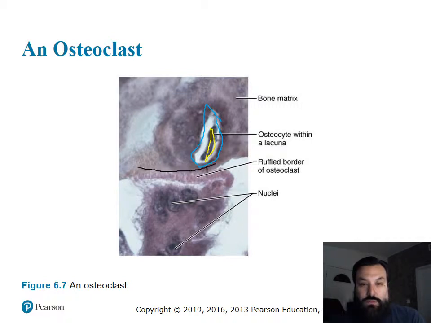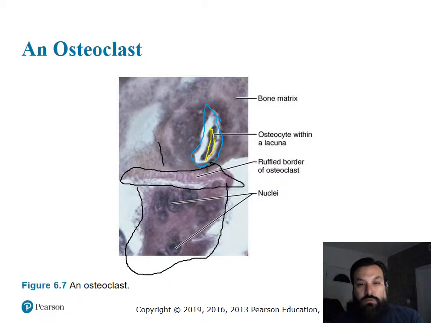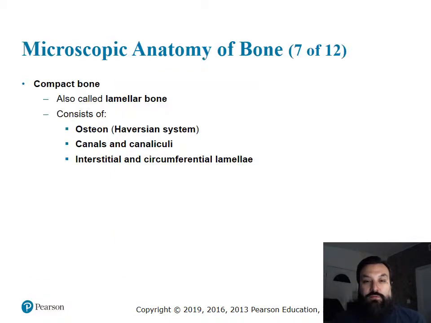Here is your osteoclast, right? There it is. And there's your ruffled border, right? Here's your actual osteoclast there, right? Okay. And here's your ruffled border. This is the area where it's actually on the surface of bone, secreting that enzyme that helps break down this bone tissue. So it's actually doing its job, right on the surface of the bone, secreting the enzyme that's helping break down.